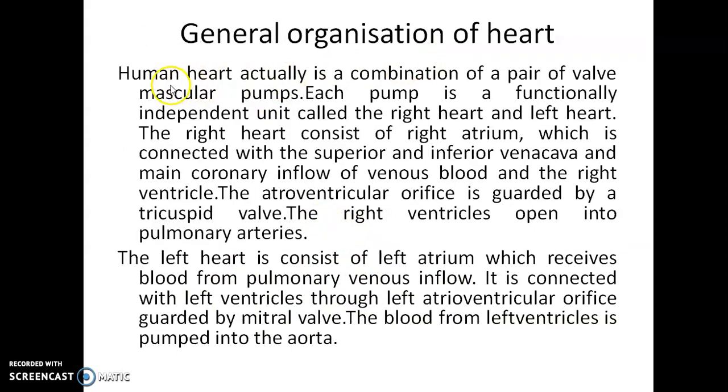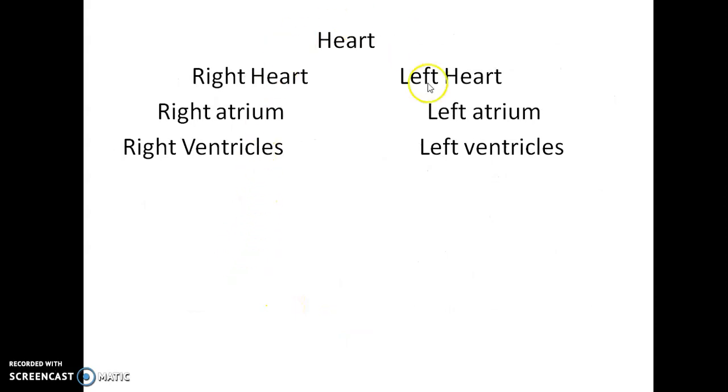General organization of the heart. The human heart is actually a combination of a pair of muscular pumps. Each pump is a functionally independent unit called the right heart and the left heart. The right heart consists of the right atrium and the right ventricle, and there is the atrioventricular orifice, which consists of a tricuspid valve, which prevents the backflow of blood. The left heart consists of the left atrium and left ventricle, and the atrioventricular orifice is guarded by the mitral valve, which has the same function of preventing the backflow of blood. This is the general organization: right heart, left heart, right atrium, right ventricle, left atrium, left ventricle.